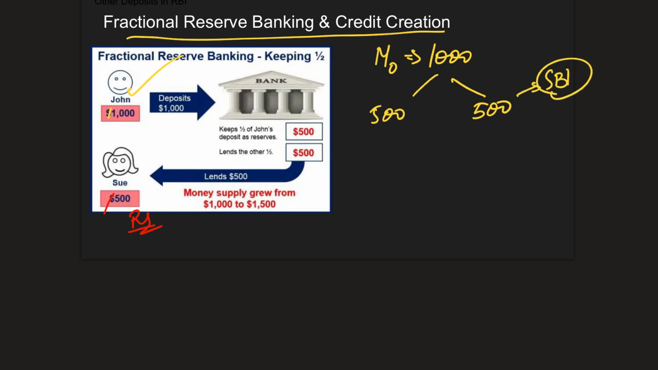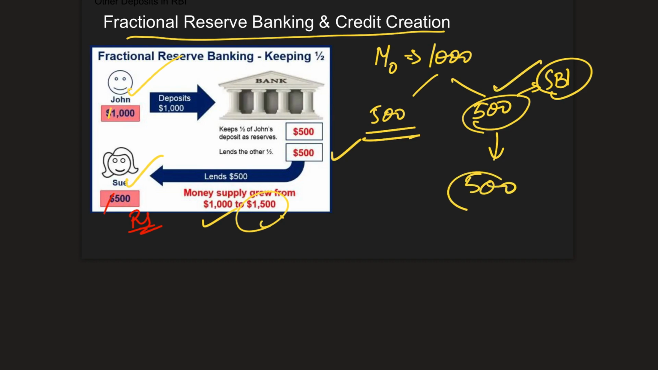Obviously, the purpose of banks is to lend more money and generate interest out of that. So, they will lend this money to a person called Sue and retain certain interest. So in this way, the money supply grew from 1,000 to 1,500. How? Take a look at this. 500 is held by John in his hand, and the 500 that is there in the bank is again given to Sue. So this 500, this 500, and this 500 together will be 1,500.